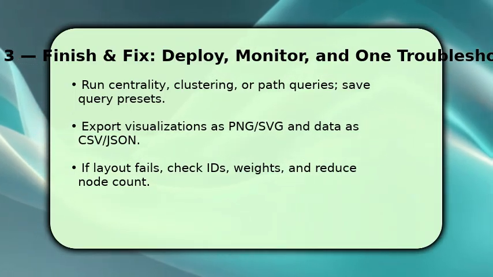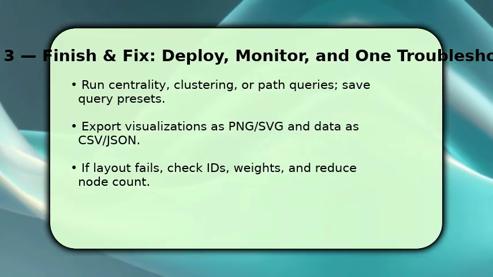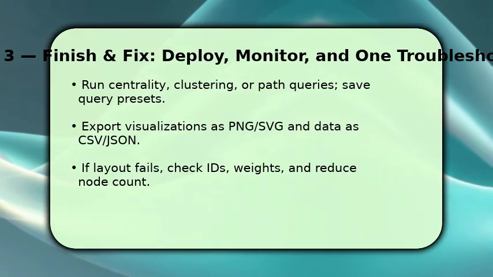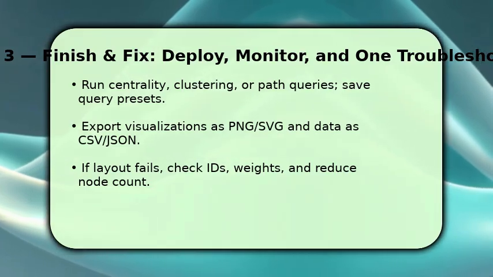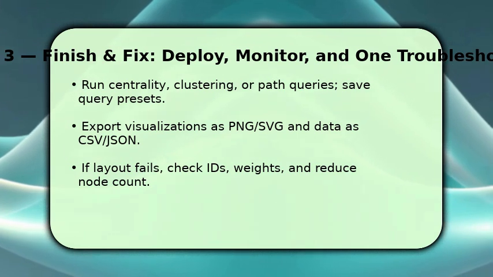CSV or JSON. If the layout crashes or looks wrong, check for duplicate ID, zero or infinite weights, and overly dense subgraphs. Make sure to reduce node count or aggregate edges to restore stability. One troubleshooting tip: verify unique ID first.